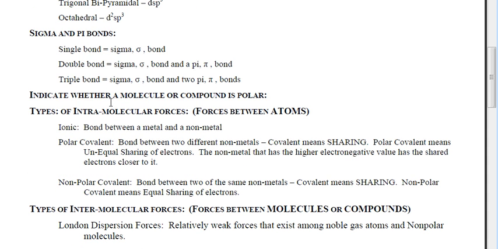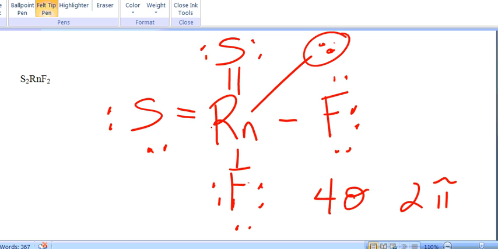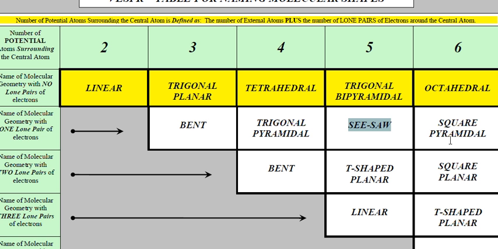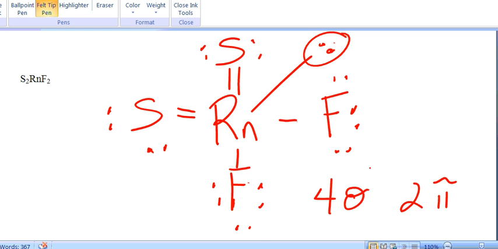Okay. Indicate whether this compound is polar or not. Again, we have 4 external atoms plus 1 lone pair. This does not fall under the criteria of being a nonpolar compound. Again, the 2 nonpolar shapes would either be linear or square planar. And I believe in our last example we had the square planar, but since this is a seesaw shape, this is very polar. So we have a polar compound.